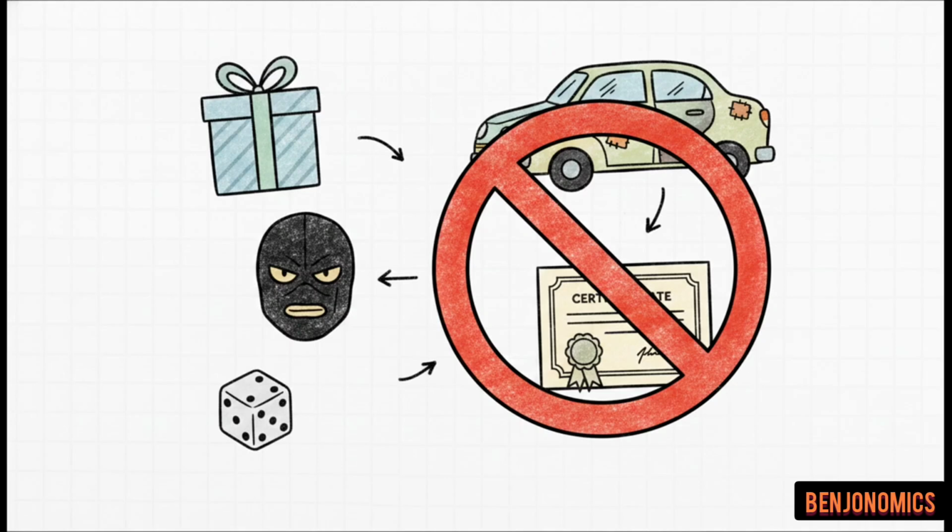D is for double counting. We exclude the sale of secondhand goods, like buying a used car, because it was already counted back in the year it was manufactured. And E is for the exchange of financial assets. Buying and selling existing shares or bonds is just trading paper ownership. You aren't producing new goods.